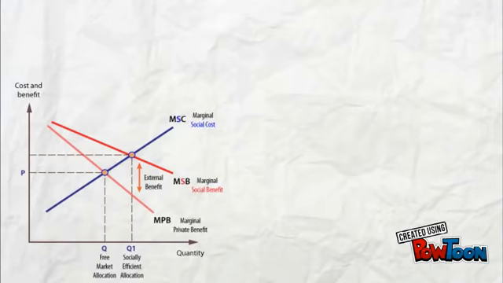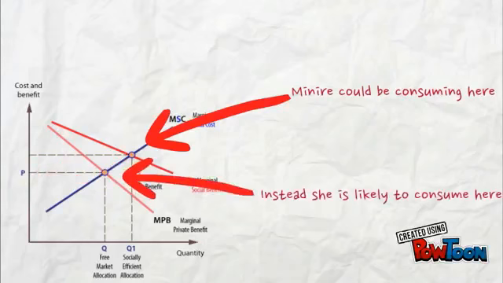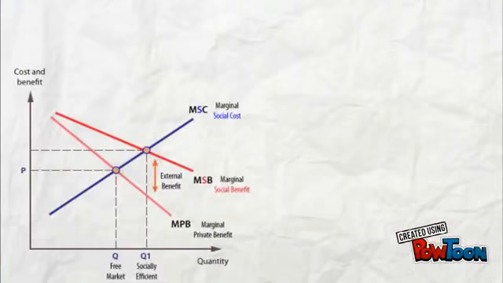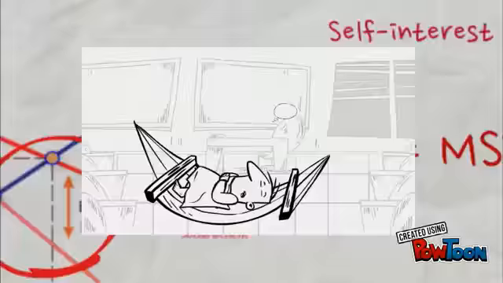If Minira knew the actual benefits, she would consume at this point. But instead, she does not know the true benefit and therefore she consumes here. This gap over here represents the external benefit that Minira could get if she would actually know the benefits and consume at the point where marginal social cost would equal marginal social benefit, but since we're largely driven by self-interest, it is unlikely that we will consume there.